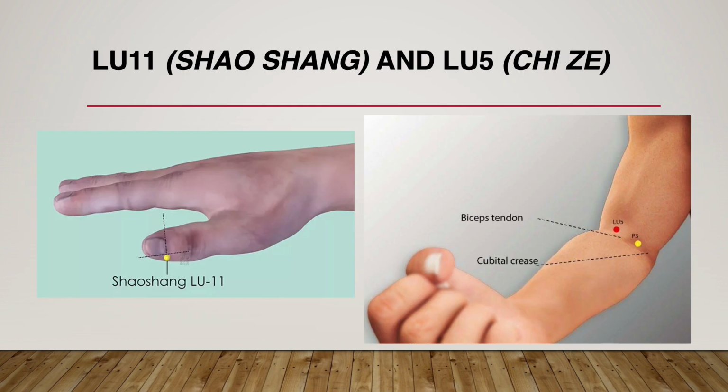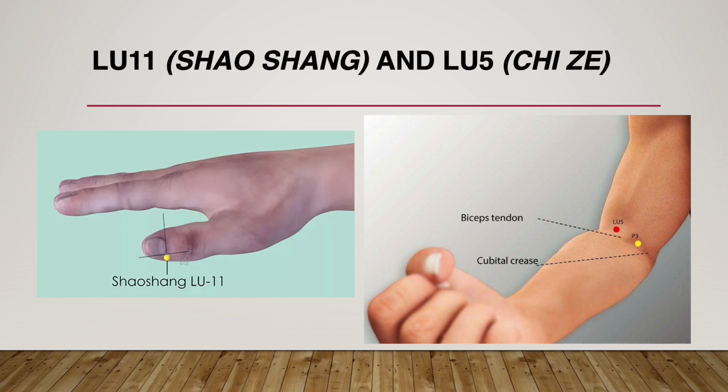Lung 11 and lung 5. This pair is used clinically to clear heat and benefit the throat. It is indicated not only for the common sore throat, but also for tonsillitis and laryngitis. The pair can also nourish the yin and stop coughing.